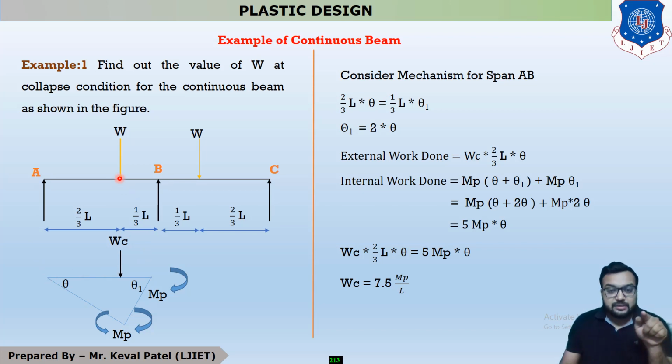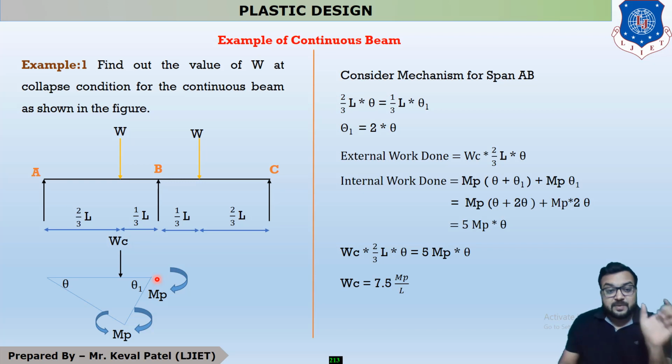Now at this point the restraint moment is MP, and you all know that your intermediate support is considered as a fixed support, and a fixed support has a restraint moment. So at this point the value is MP. Now your total internal work done: at this point it is MP into theta plus theta 1, and at this point it is MP into theta 1.